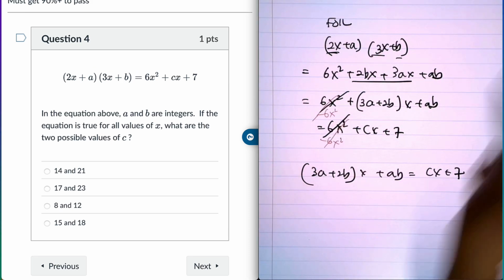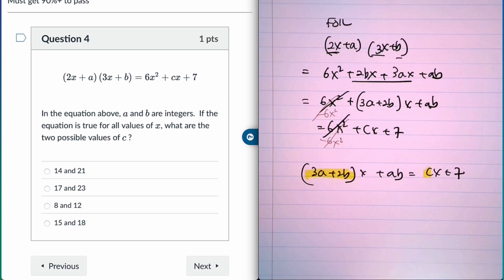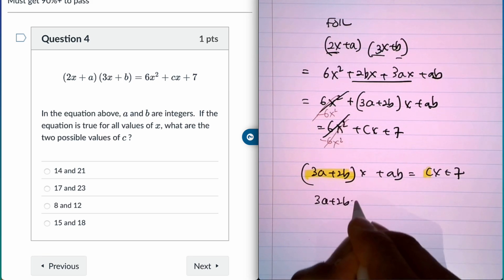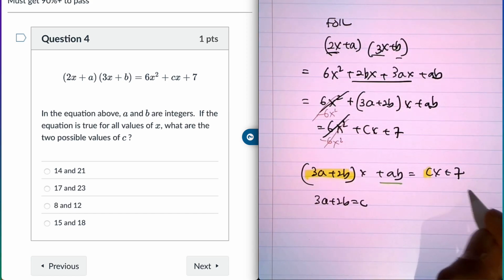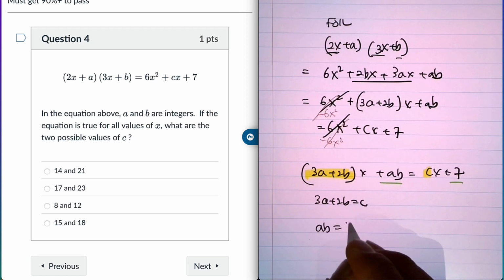I'm gonna highlight the part that can be set equal to each other. So c can equal 3a plus 2b, and ab, which I'm going to underline with the green color, ab can equal 7.